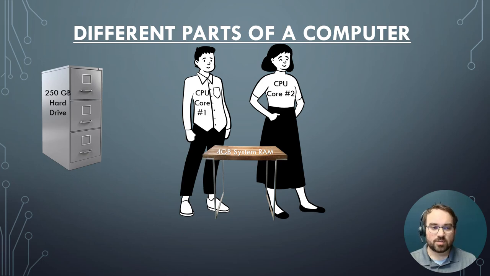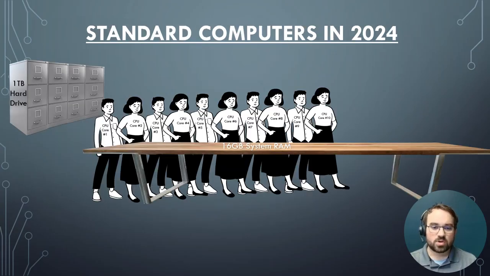And then off to the left, you can see that we have a 250 gigabyte hard drive. That's where you're going to have all your storage, right? So hard drive or solid state capacity is what's being referenced there. And that's how many programs you can have on your computer, how many photos, videos, documents, files, so on and so forth, right? So a standard computer in 2024 looks a little something like this.